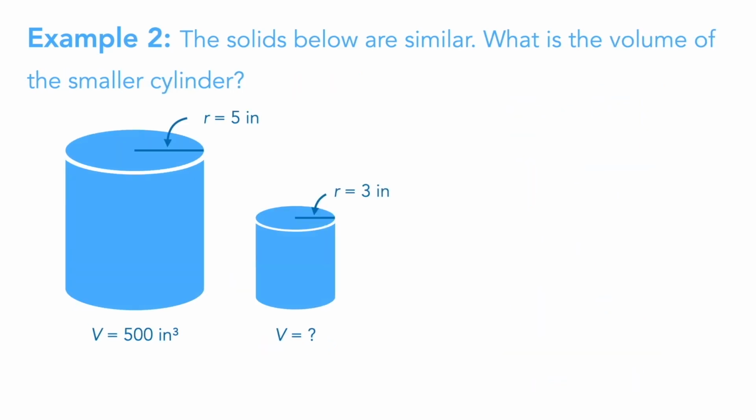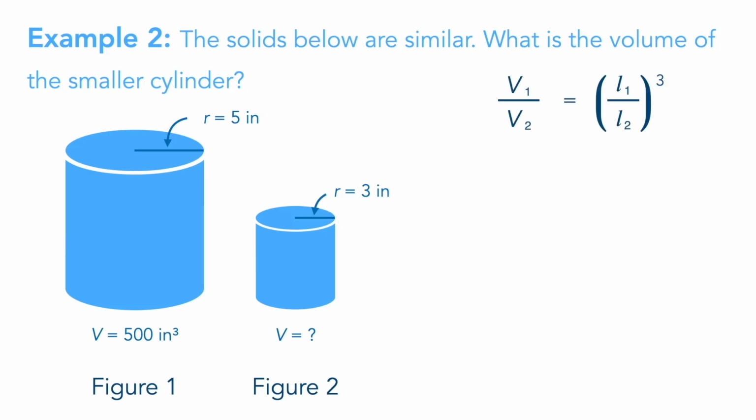Here's example 2. The solids below are similar. What is the volume of the smaller cylinder? First, let's label the cylinder on the left as figure 1 and the cylinder on the right as figure 2. We know that the ratio between the volumes is equal to the cube of the ratio between two corresponding lengths.